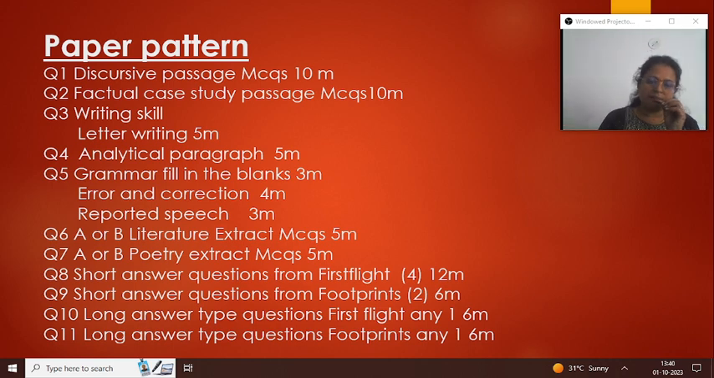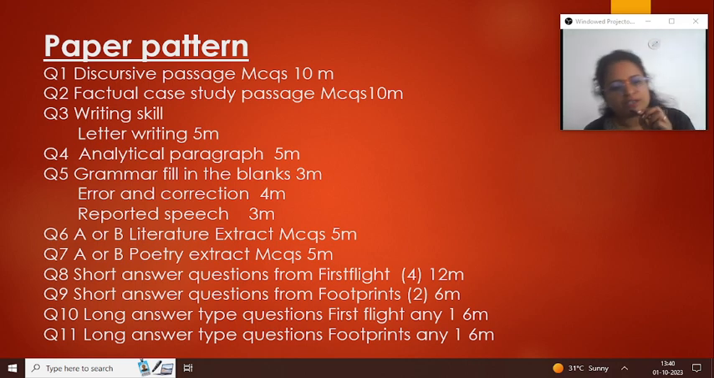Next is analytical paragraph, which is a creative writing skill, where graphs and all data will be provided, and you will have to write the paragraph in 100 to 120 words.